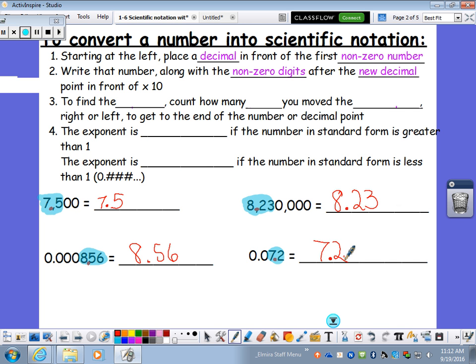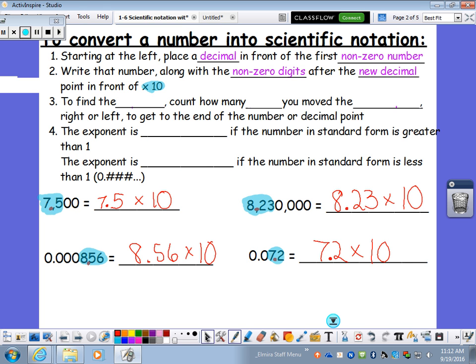Then for each answer, I'm going to write the times 10 because scientific notation is always times 10. Why? Because we have a base 10 number system. There's 10 digits in our number system. But you just have to remember it's always times 10.